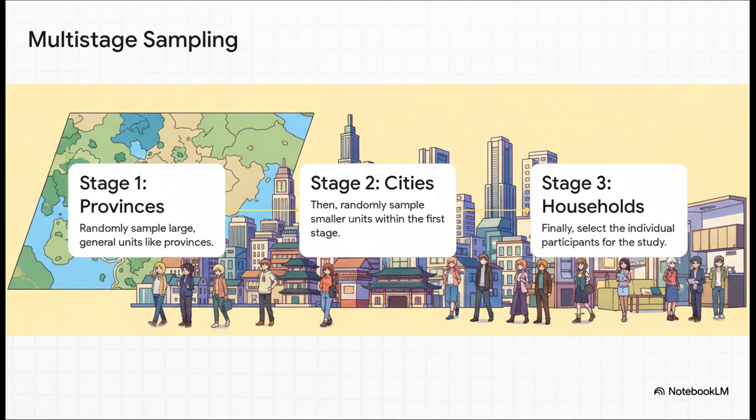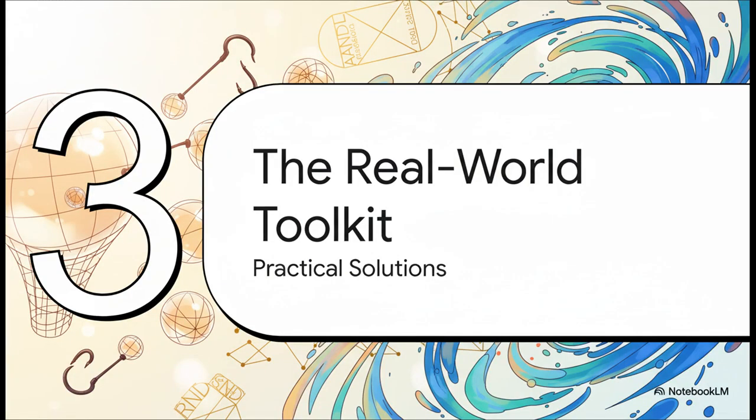Randomly pick households within those cities. See? It's a smart, step-by-step way to get to a random sample. Okay, so the gold standard is awesome. But what happens when it's just not possible? What if you don't have a perfect list of everyone in the population? Or what if you're just really tight on time and money?